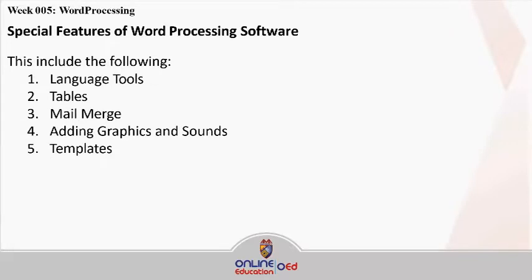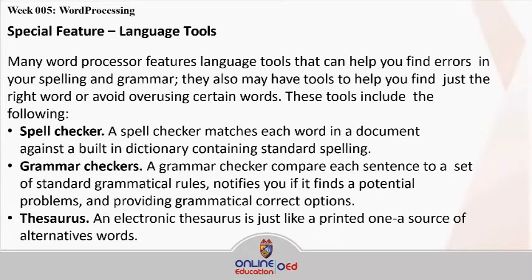Okay, so we have also special features of word processing software. This includes the language tools, the tables. We can also have the mail merge, adding graphics and sounds, and we have also the templates. Okay, so let's proceed with the first, the language tools. Many word processors feature language tools that can help you find errors in your spelling and grammar. They also may have tools to help you find just the right word or avoid overusing certain words.